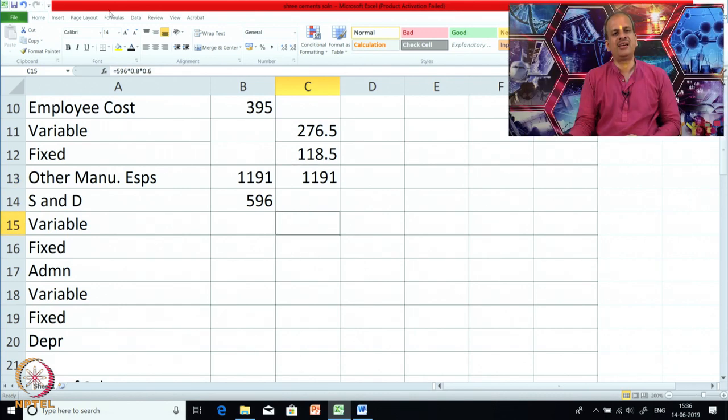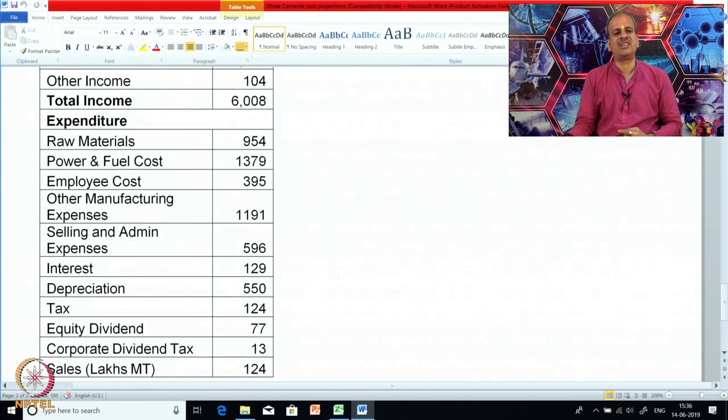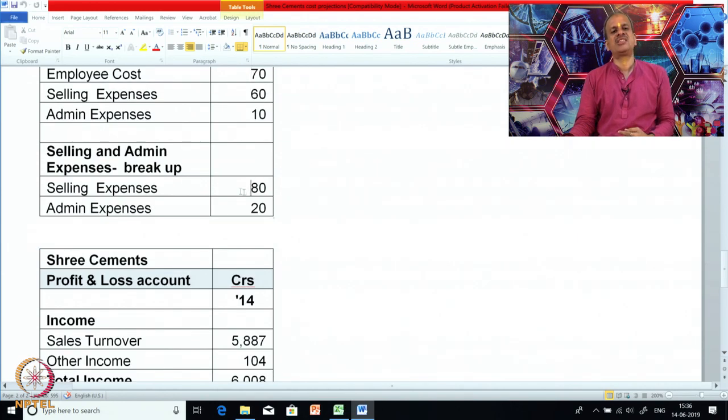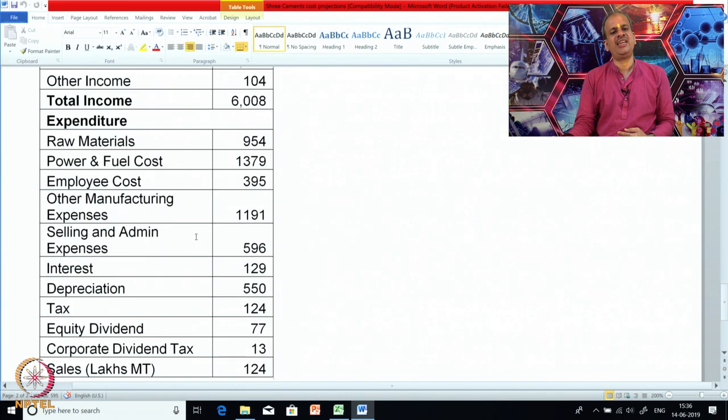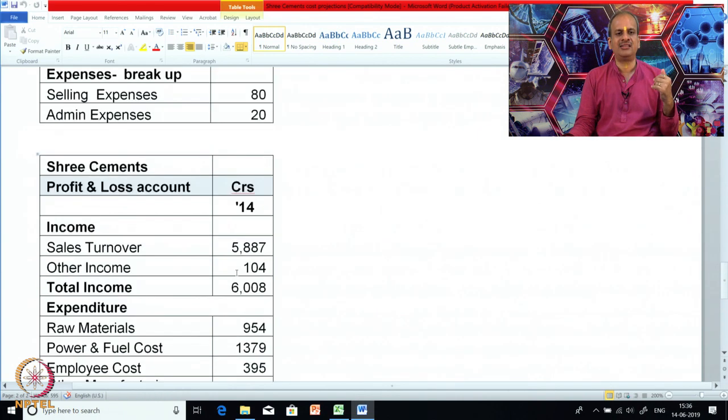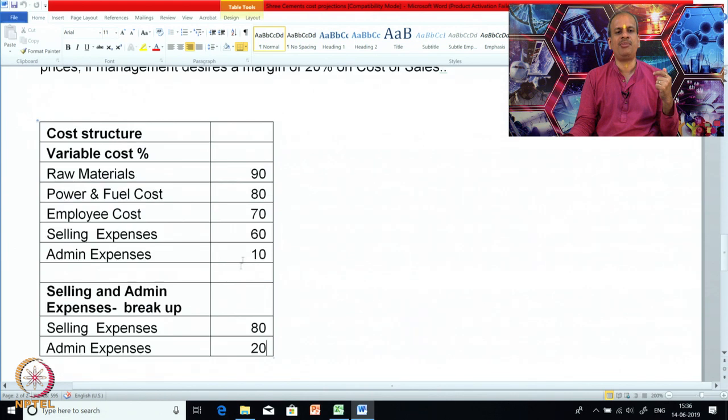Now, the selling, for selling you have to do two things. You will observe that selling and admin cost is given together. 596, and they have given breakup of 80% for selling and 20% for admin. So, first take 80% of 596 as the selling cost, and then on that apply the percentage of variability, which is 60% for selling expenses.